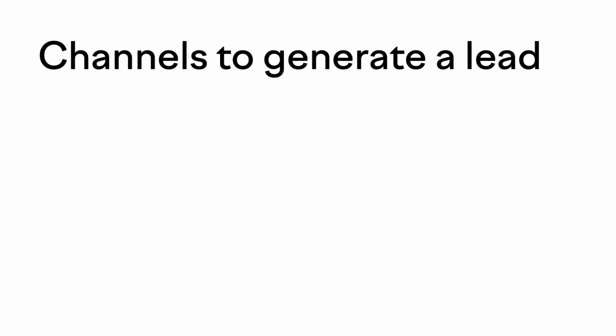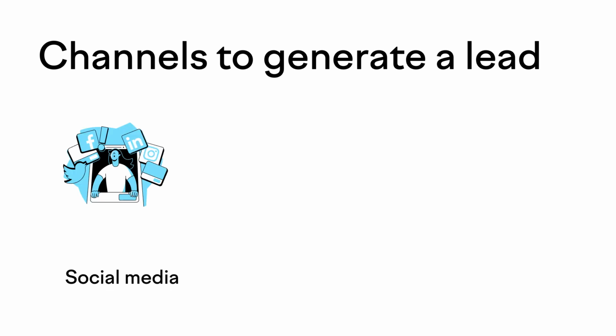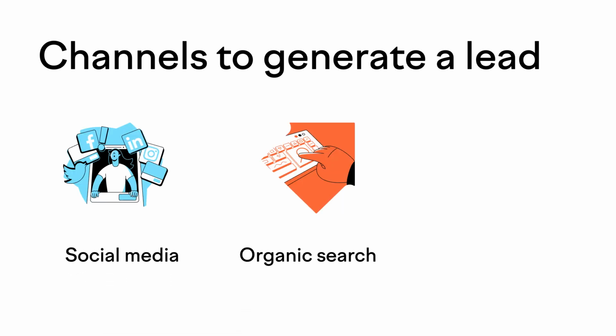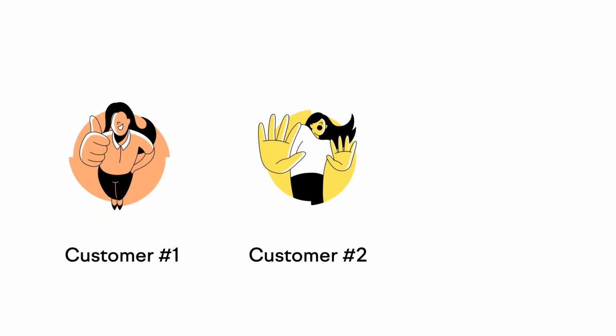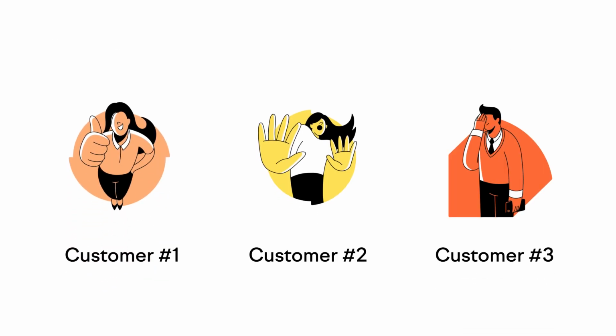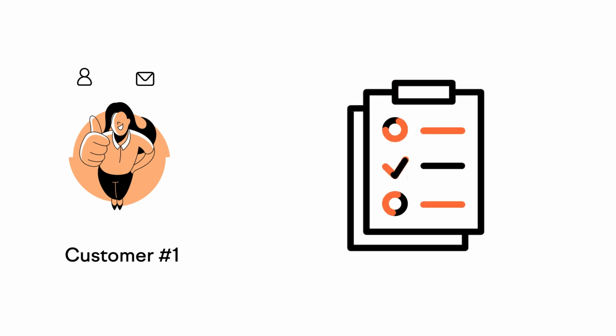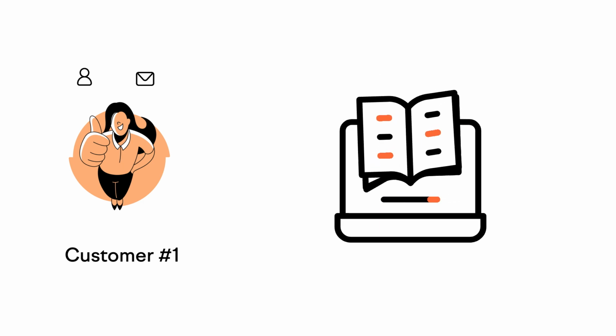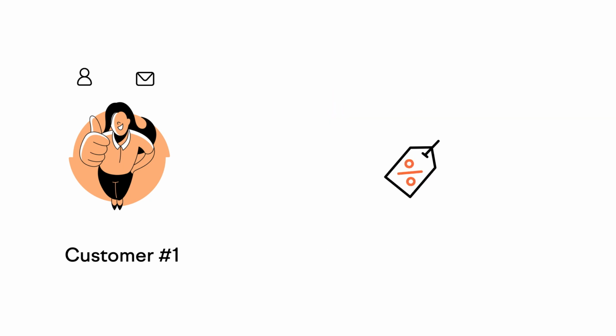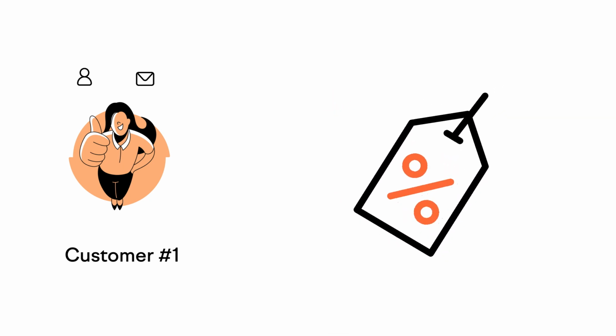You generate a lead by attracting potential customers to your website through various channels like social media, organic search, and paid advertising. Once you have a potential customer on your site, they become a lead when they provide you with information such as their name and email address. A lead usually provides you with this information through a form on your page in exchange for something like a downloadable ebook, access to a webinar, or a discount to use your product or service.